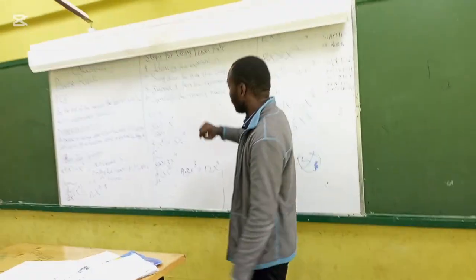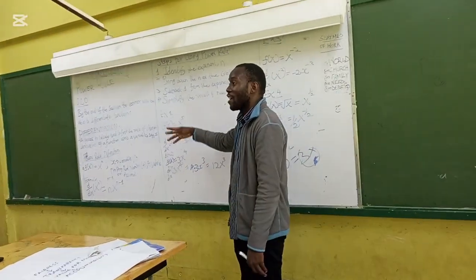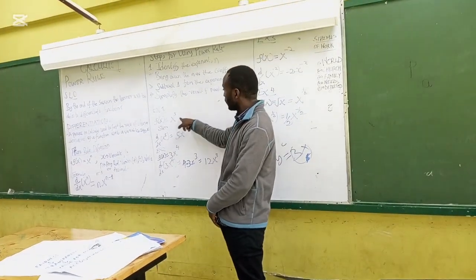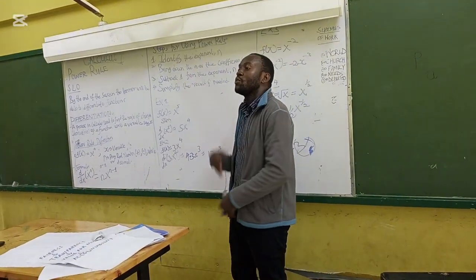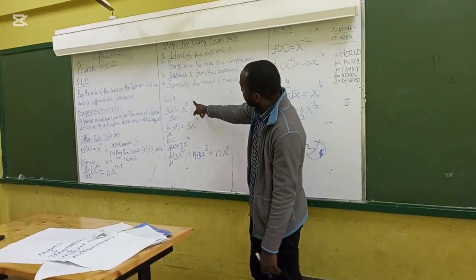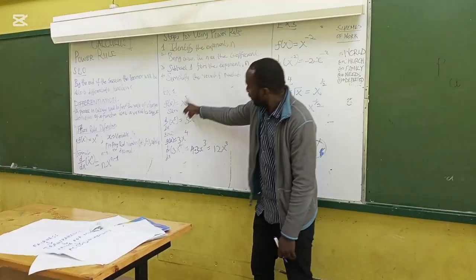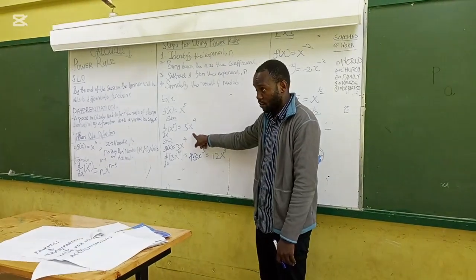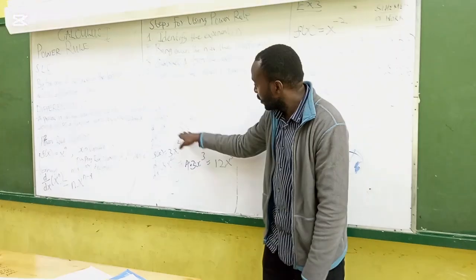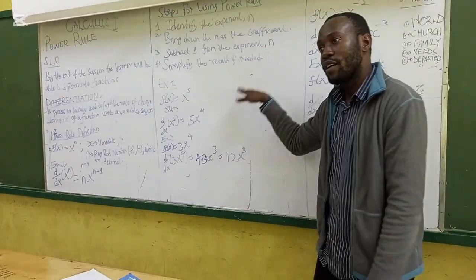Now, example 1. Let's say we're given a function f of x is equal to x raised to 5. We are going to differentiate it using power rule. It will be 5x here. Then the power, subtract 1. So our answer will be 5x raised to 4.